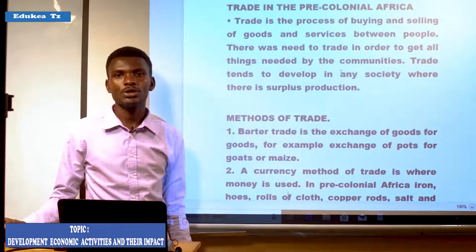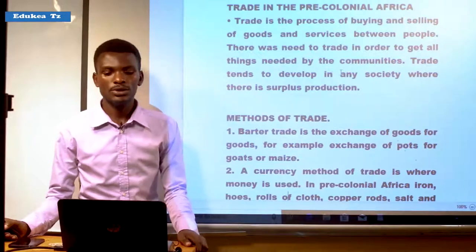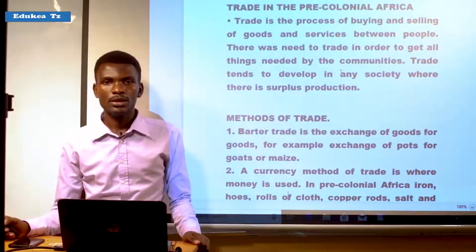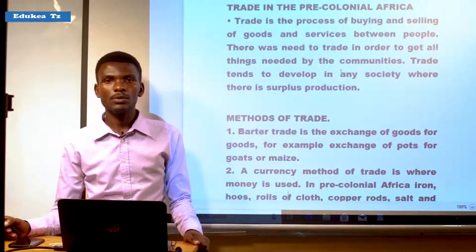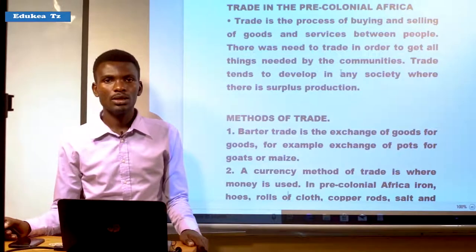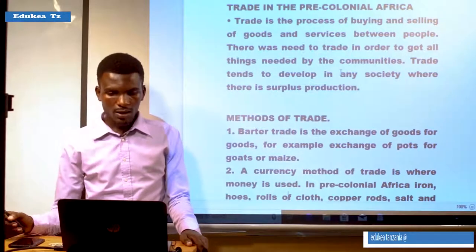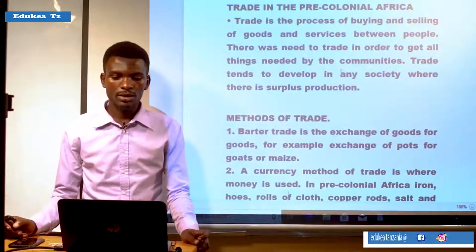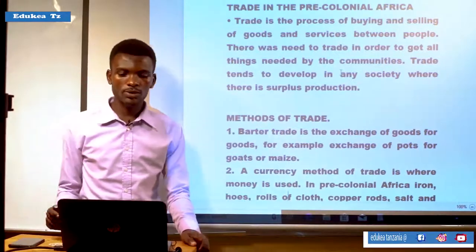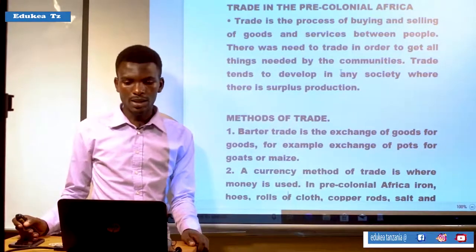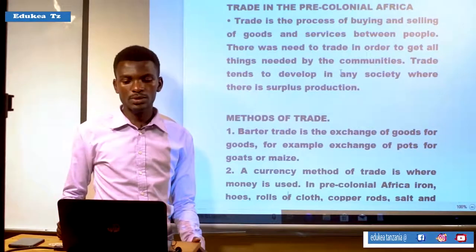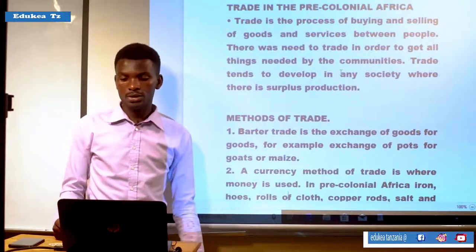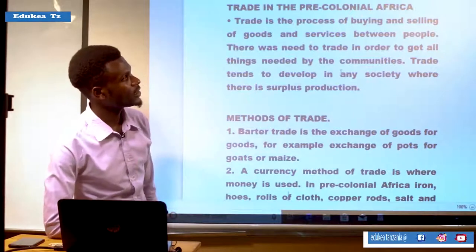Welcome in this session, the Form 1 students, to proceed with our study topic, economic developments: development of economic activities and their impacts. In the last session, we ended on looking at agriculture and economic development. Now we are going to see another development in economic activities that happened in Africa, and that is trade. Trade in pre-colonial Africa.